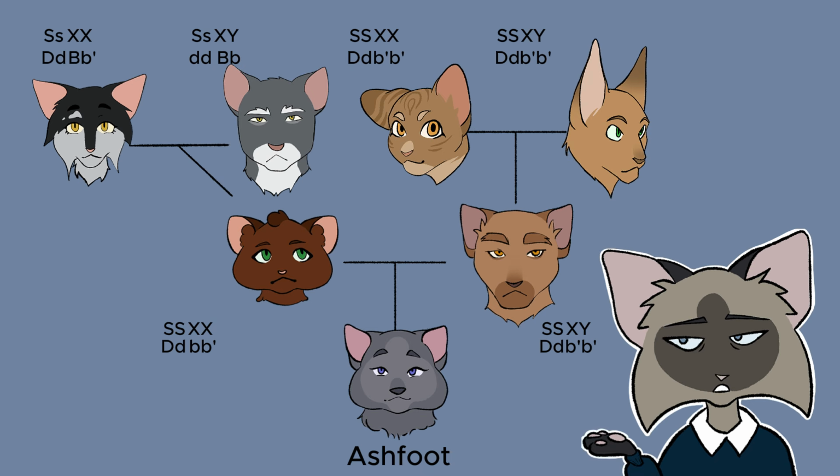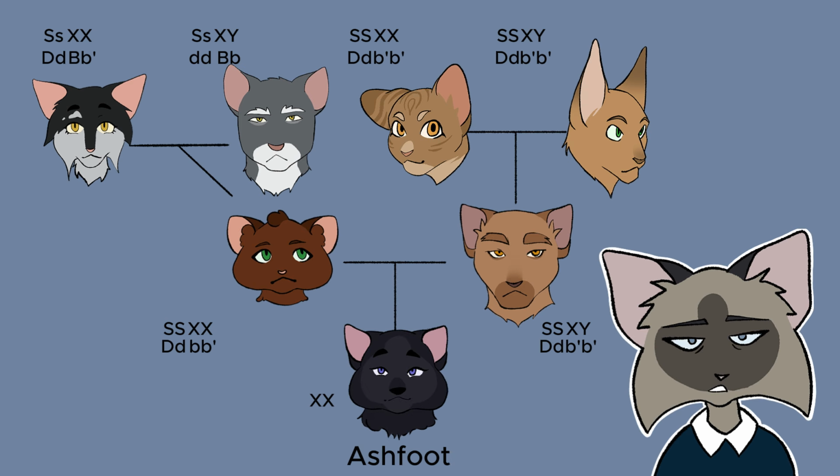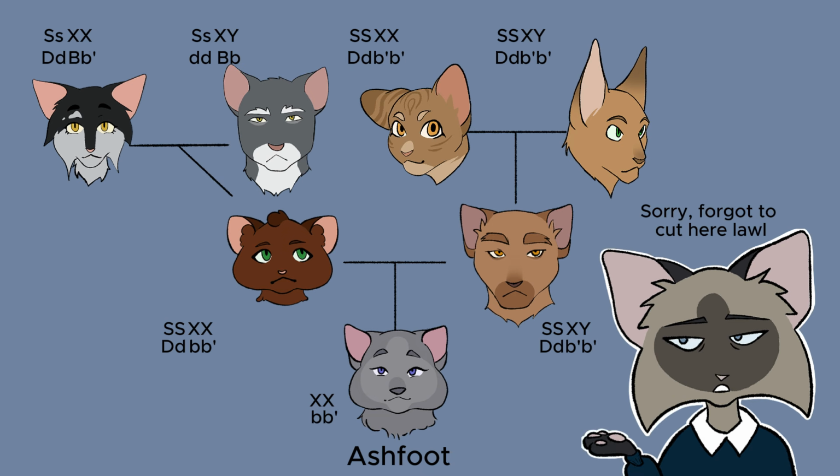So then we wanted to get to Ashfoot, and she is described as gray. She would get an X from her father and an X from her mother, making her base coat black. For her locus B, she has a 50% chance of being little b prime or B prime. We decided to go with little b prime, to get as close to gray as possible.